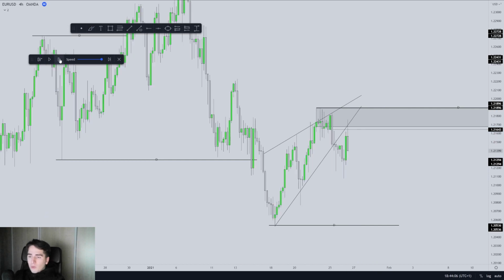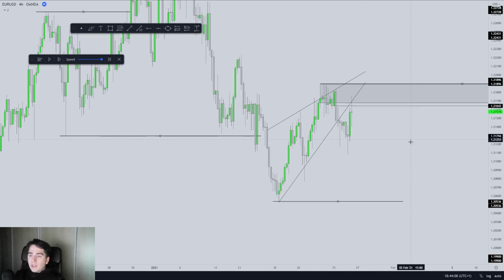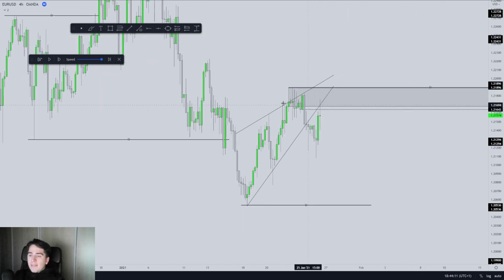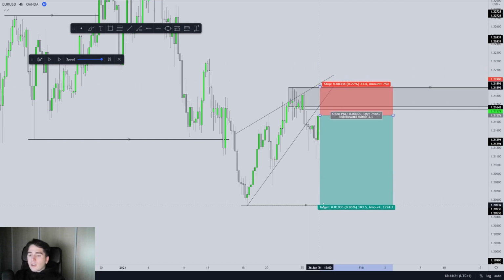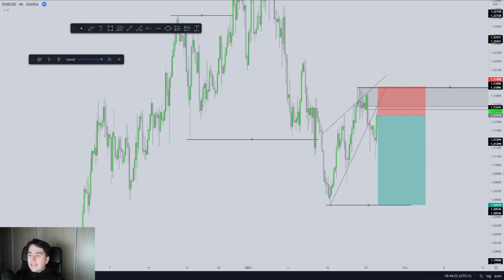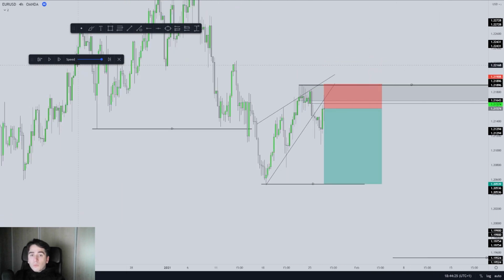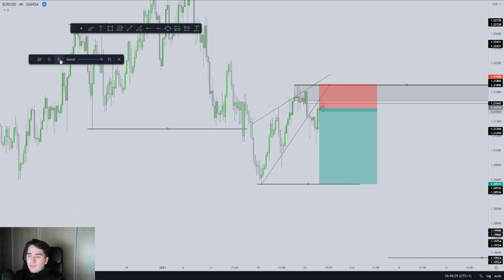So what I was waiting for was a sign that we could start seeing the downside. At this point in time, I knew that we had a tap into my 4 hour supply and my daily supply. And I was happy to take a short with my stops right above supply and targeting the lows on the daily. So a nice 1 to 3.1, excuse me. And from there we just went short.